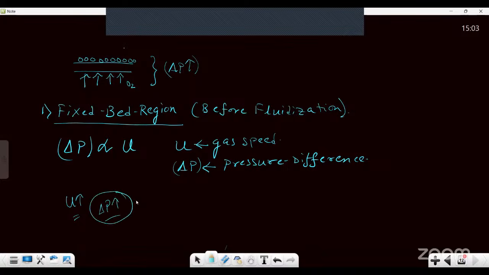Now, as the pressure difference is increasing more and more, eventually it will suspend the particles. The particles will get suspended in the air, and my roasting will be perfect. So the bed expands. It looks like boiling liquid with excellent mixing. And this velocity is what we call minimum fluidized velocity. The velocity of the gas where the fluidization takes place is called minimum fluidized velocity.